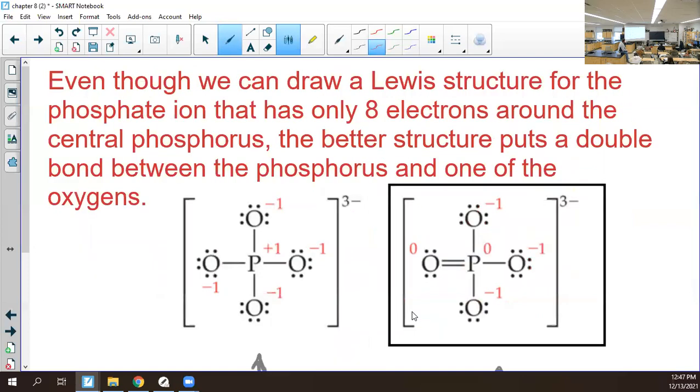Okay, so even though we can draw a Lewis structure for the phosphate ion, PO4 3-, that has only 8 electrons around the central phosphorus, the better structure puts a double bond between the phosphorus and 1 oxygen. Does phosphorus just want to have 5 bonds then? It doesn't like want to have 5, but in situations where it can not be a positive, it would prefer to do that. So in this structure, there are no positives, which is really the goal. And so this one would be the more accepted. They do not test this one on the AP test.